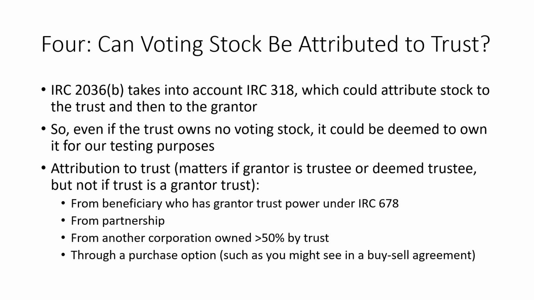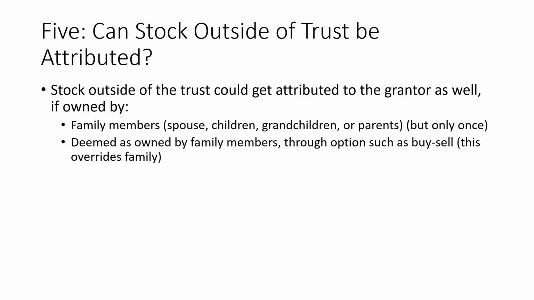And, as is often the case with corporations, there might be a buy-sell agreement which creates a purchase option that the trust might hold, which could attribute stock back to that trust as well. And that could be significant, one, from the perspective of voting rights attributed to the grantor, and two, meeting a certain voting power threshold that we're going to look at in a second. And with that being said, you also need to take into account any stock outside of the trust to see if it could be attributed back to the grantor or donor.